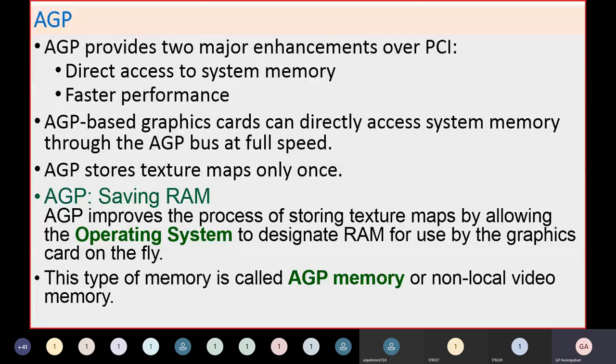AGP also improves the performance of storing texture maps by allowing your operating system to designate RAM for use by the graphic cards on the fly. थोडक्यात काय होत आहे की AGP मुळे ऑपरेटिंग सिस्टीमला ती रॅम प्रॉपरली वापरणं शक्य होतं, आणि त्या रॅम मध्ये ते टेक्स्चर इमेजेस ते स्टोअर करू शकतात. So this type of memory is also called AGP memory. म्हणजे थोडक्यात रॅमच्या मध्येच ती AGP मेमरी असते.